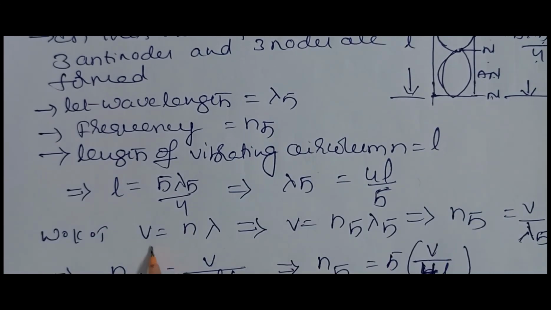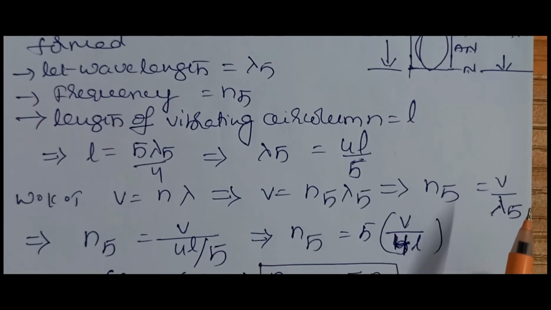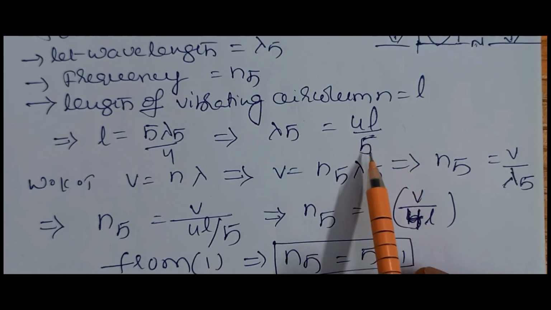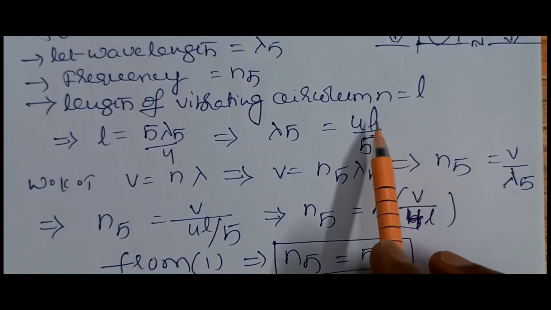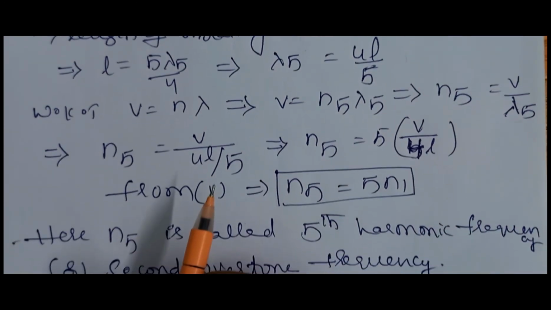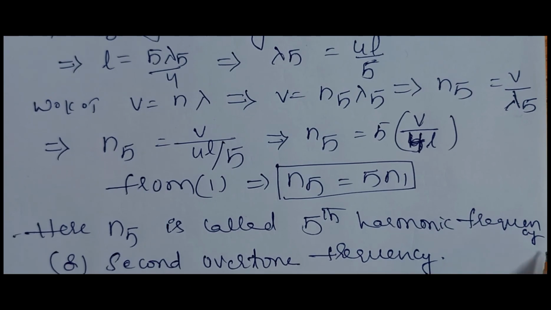We know that the speed of the sound wave V is equal to n lambda. Here n means n5 and lambda means lambda 5. Then n5 is equal to V by lambda 5. But here lambda 5 is 4L by 5, so in its place this is written. n5 is equal to V by 4L by 5. Then n5 is equal to 5 of V by 4L. V by 4L from equation 1 is equal to n1. So n5 is equal to 5n1. So here n5 is called the fifth harmonic frequency or second overtone frequency.